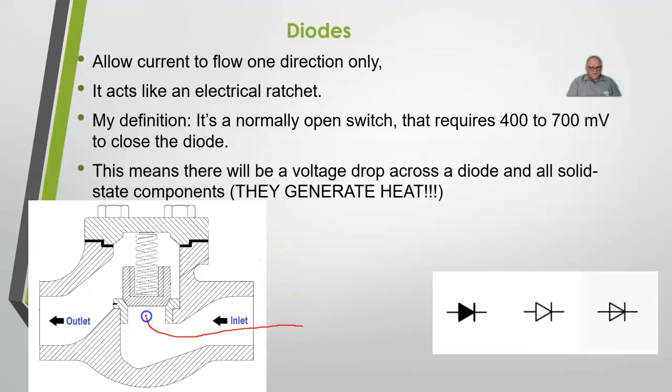If I have a fluid here, the path is closed, can't go through there. What I'm going to have to do is build up enough pressure to be able to lift that, overcome the spring tension, and now allow it to flow. Since we're dealing with electricity, our pressure is voltage, and that pressure is going to be 400 to 700 millivolts. Opens it up, and current can flow.